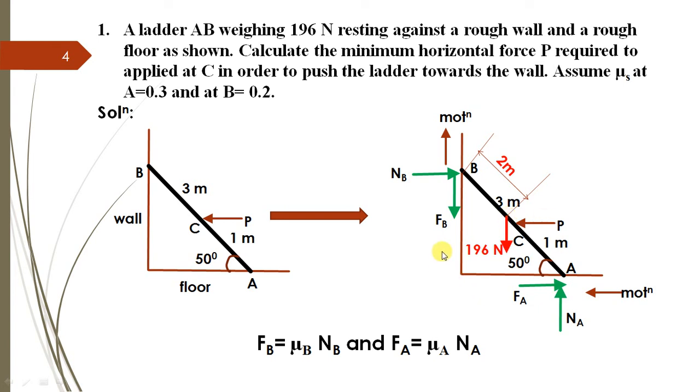As we know, F is equal to mu into N. Similarly, FB is equal to mu B into NB, and FA is equal to mu A into NA. Now let's come to the next slide.